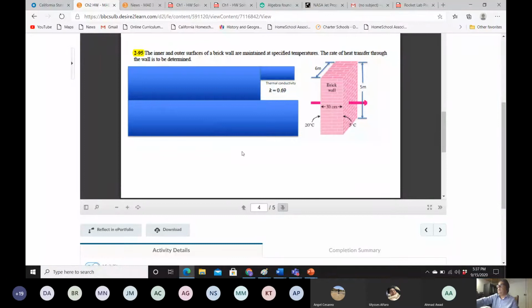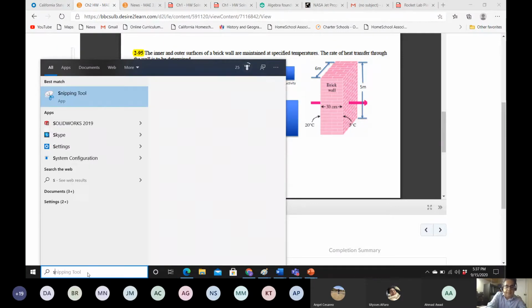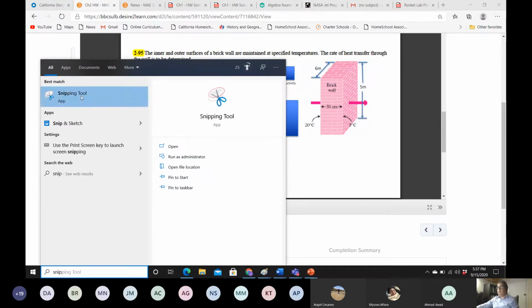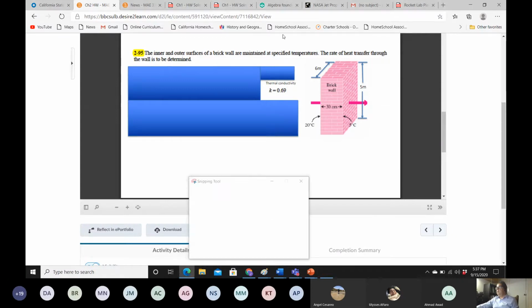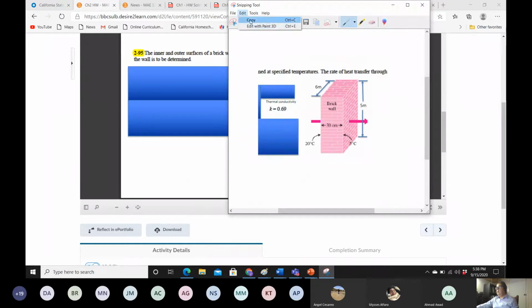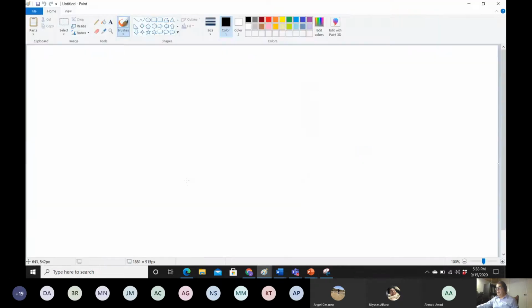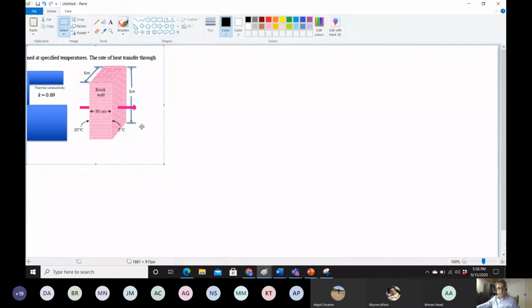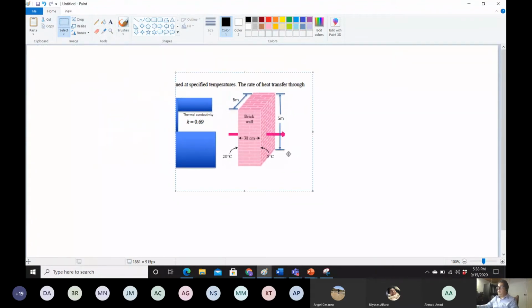All right, so what we're doing is it says the inner and outer surface of the brick wall are maintained at a constant temperature, and the temperatures are given. So those are constant temperatures here. Let me go ahead and snip this and then paste it so it's a little bit quicker. It's telling us that this is a constant temperature.